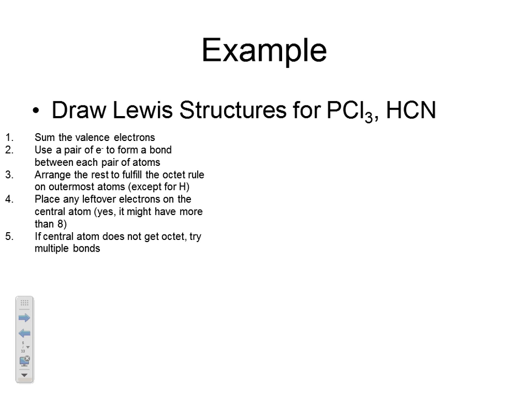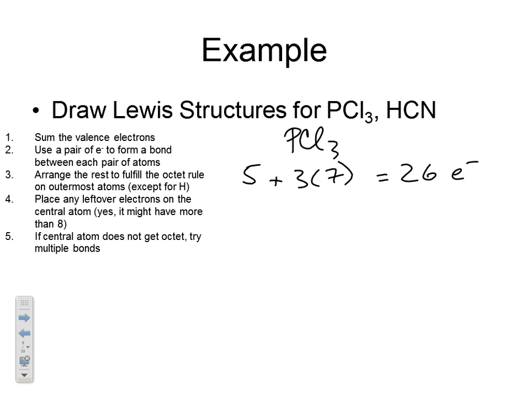So we're going to start with PCl3. So the first step, we want to sum the valence electrons. Phosphorus has 5 valence electrons. Chlorine has 7, but there are 3 chlorines in this, so we're going to do 3 times 7. So that's a total of 26 electrons. That means that our structure for PCl3 has to have 26 electrons in it, because it's the valence electrons that participate in bonding.